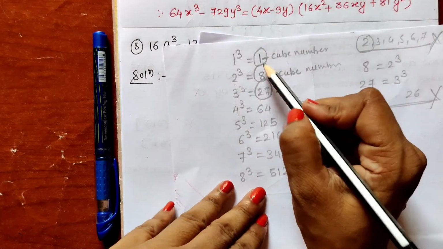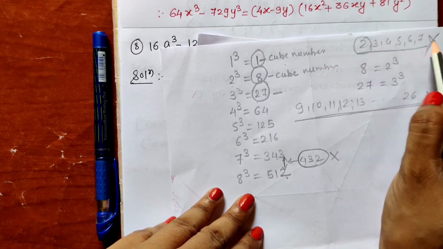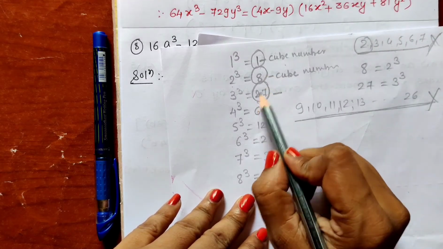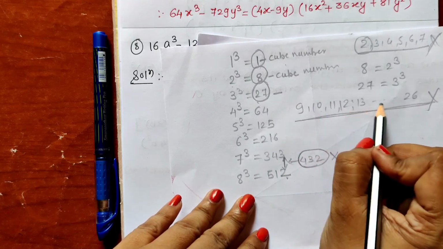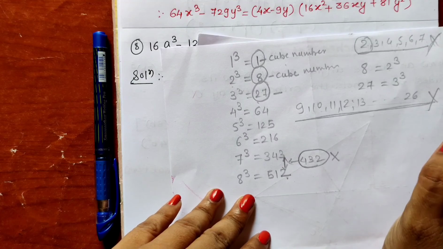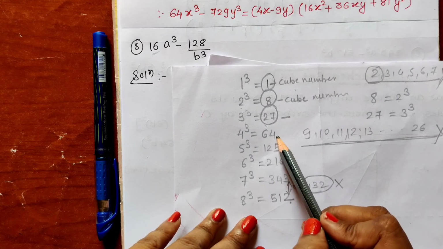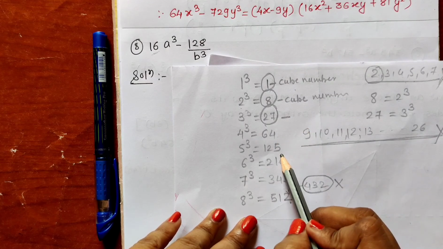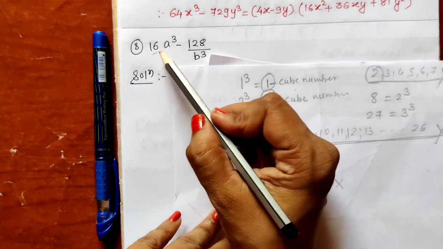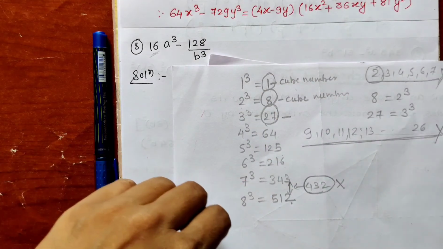But in between 1 and 8 there are the numbers 2, 3, 4, 5, 6, 7. These numbers are not cube numbers. They are not the cube of any number. In between 8 and 27 many numbers are there, 9, 10, 11, 12, 13, 14, 15, 16 till 26. All these numbers are not cube numbers. So we can see that 16 is not a cube number here. After 27, 64 is a cube number. After 64, 125 is a cube number. After 125, 216 is a cube number. So 16 is not a cube number and 128 is also not a cube number. So they cannot be converted into cube numbers.